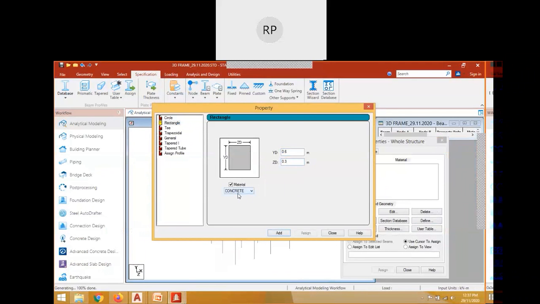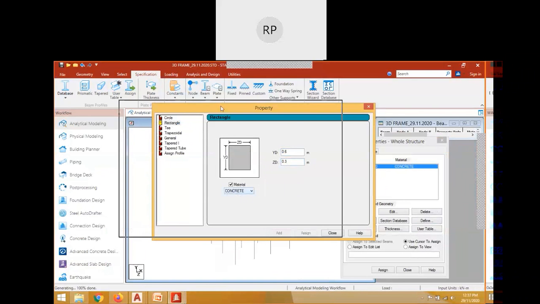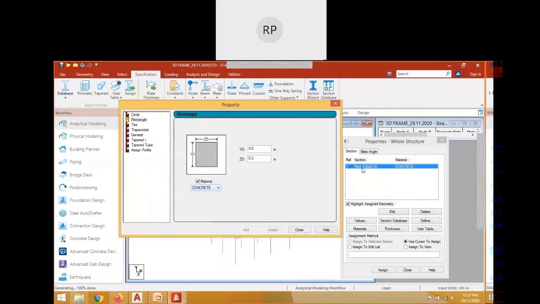Material is concrete. So we have kept that default material as it is. We have only changed the characteristic strength of the concrete to M30. So material is same, and just say add. Once you say add, this section property is getting added into your list. It is not assigned to the member. It is just a list of the properties.